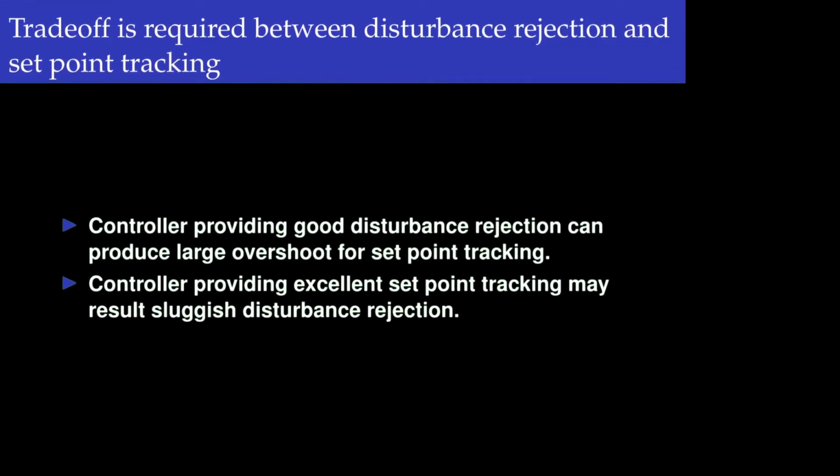Similarly for disturbance rejection and set point tracking, a controller may give very good disturbance rejection, however, can lead to large overshoot when it's doing set point tracking. On the other hand, a controller giving good set point tracking may lead to poor or sluggish disturbance rejection. So there is also a trade-off between disturbance rejection and set point tracking.